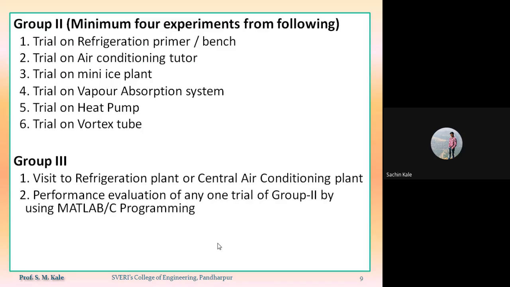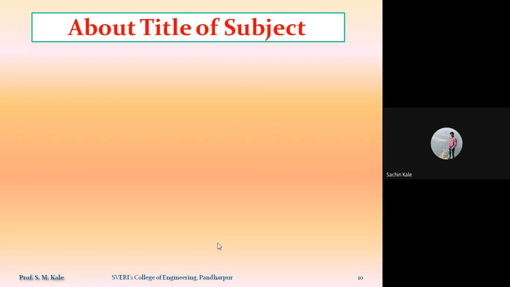And the second one is by using C language or MATLAB, we have to write one program, and by writing that program, we have to calculate the result of any of the experiments which we have performed in group 2. So this is the syllabus, and in the last lecture, we have completed up to here only. Are you getting? So now we are going to start this lecture.